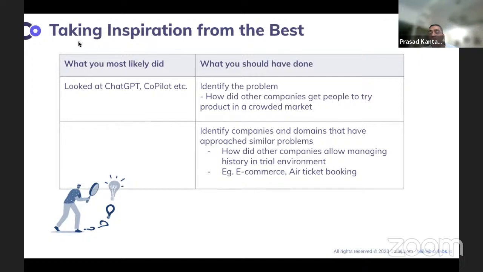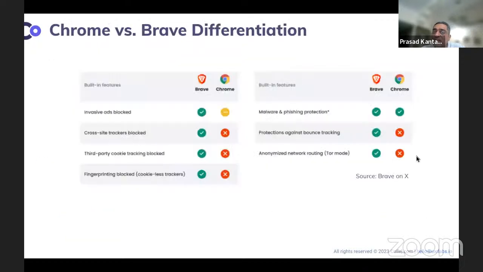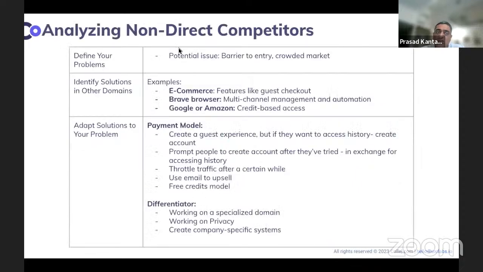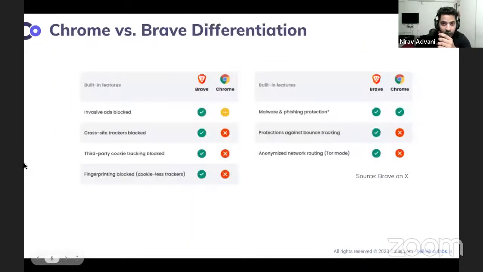Okay, so now let's actually go to the next slide. Okay, one of the other things that most of these companies are doing, this is the Chrome versus Brave. Let's go to the next one. No, go back. There's one more slide, isn't it? Go back. Back. No, you're going forward. You have to go in the opposite direction.